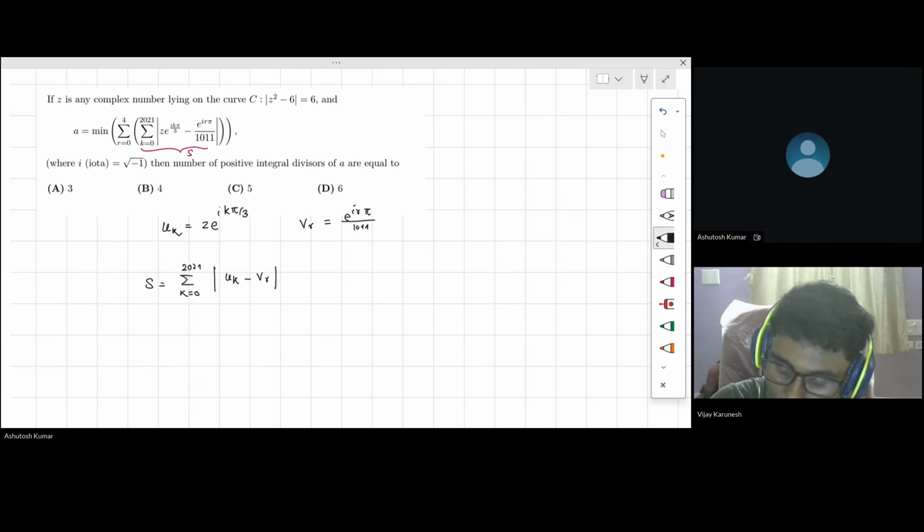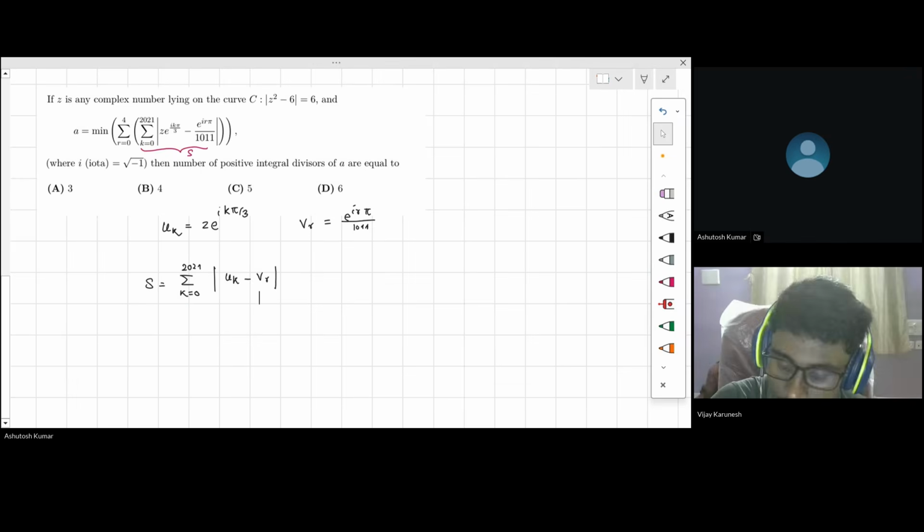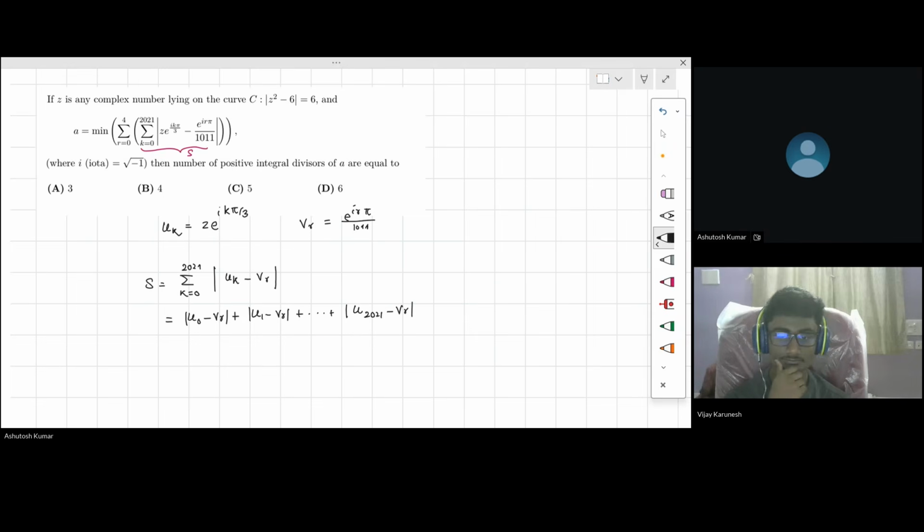So first you try to fix this thing. You notice that the value of k is going from 0 to 2021. So they're asking the minimum value of this quantity. If you try to write in this way, you can write u0 minus vr plus u1 minus vr all the way up to u2021 minus vr, and these are 2022 terms, correct? Because 0 to 2021.